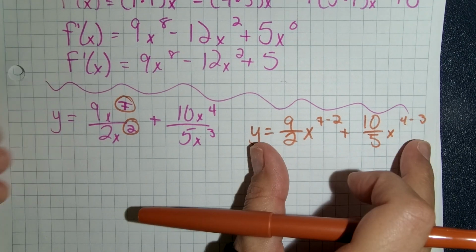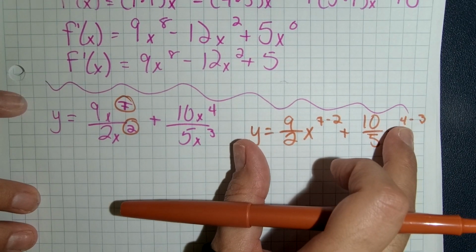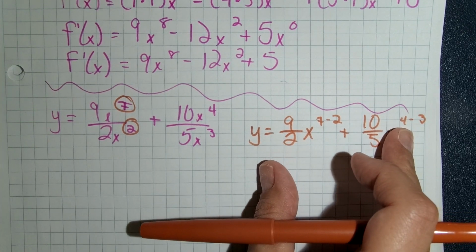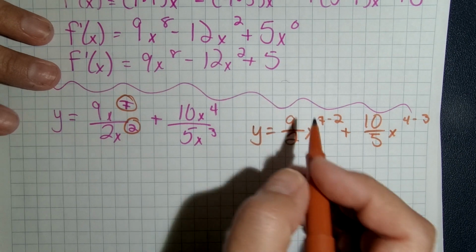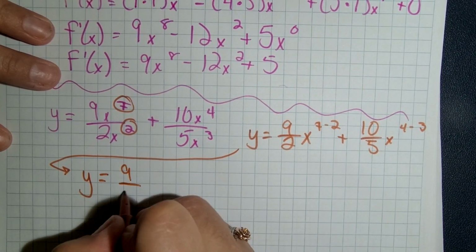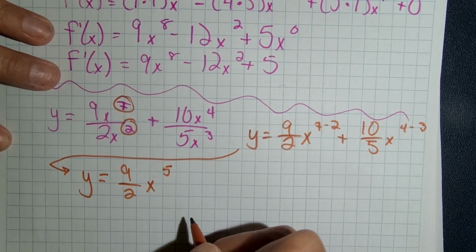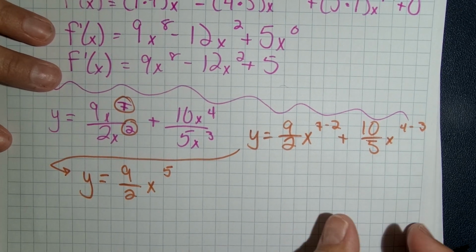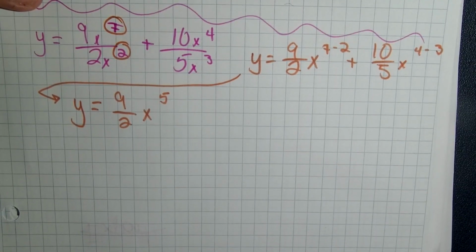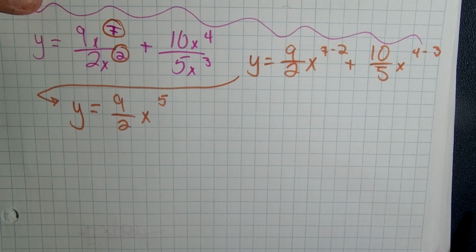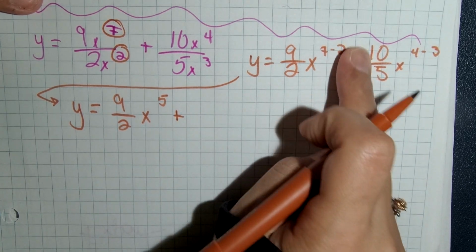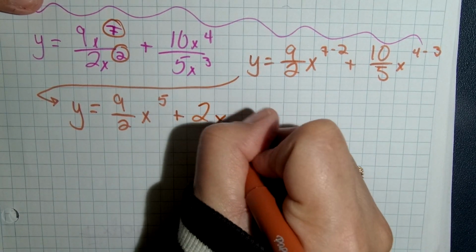Now, a lot of students will think as soon as they finish simplifying this, they're done. No, you just rewrote it to make it easier for you to find the derivative. So let's simplify it. We have 9/2, x to the 5th. Are there any questions on how I got that? Are we sure? Okay. Plus 10 divided by 5 is 2, x to the 1st.